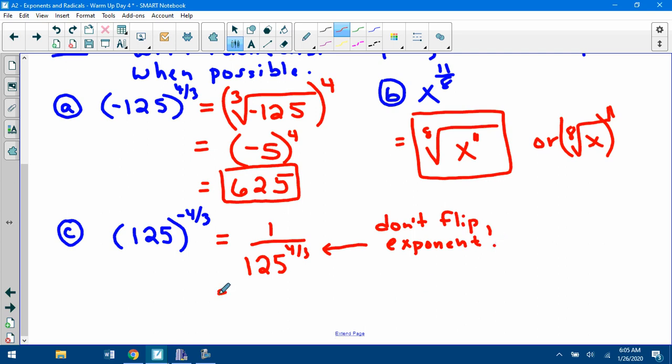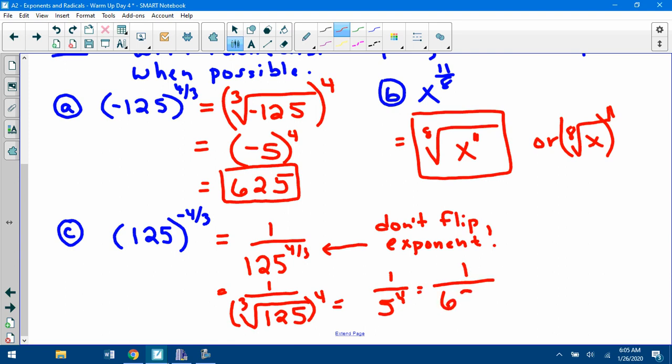This is the same as saying 1 over the what root? The third root of 125 raised to the fourth. We did that before. Which is going to be 1 over 5 to the fourth, the cube root of 125. And we know that from the last one is 625. So 1 over 625. And the calculator would be smart enough to do that as well if you wanted to.